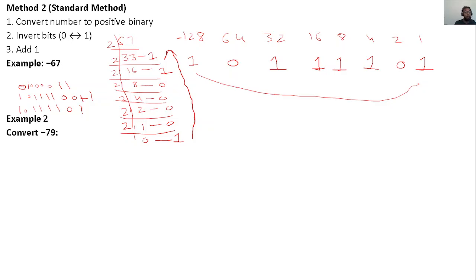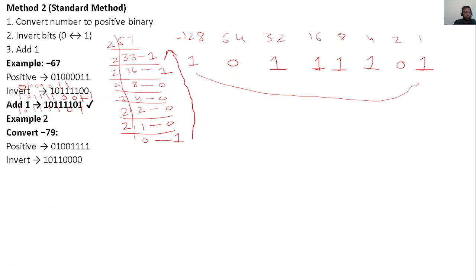So this number became the representation of negative 67. Inverted, add 1. So this is how our number is represented. Let's say we have another number, minus 79. How do we convert it? By using the 2's complement.